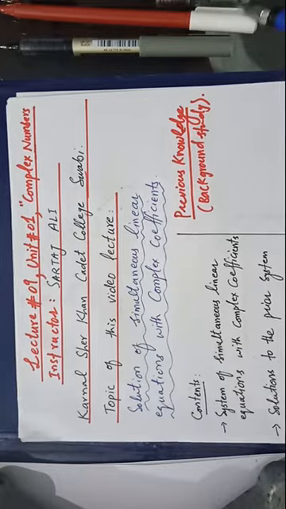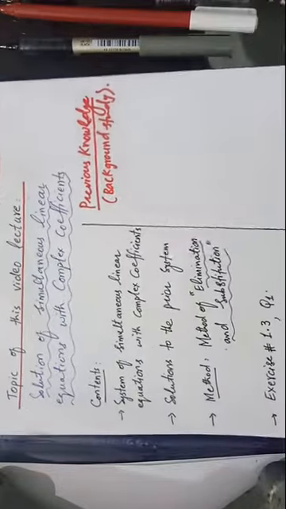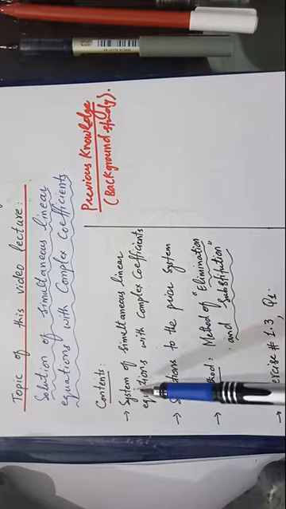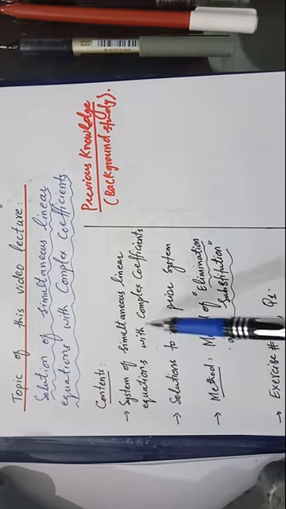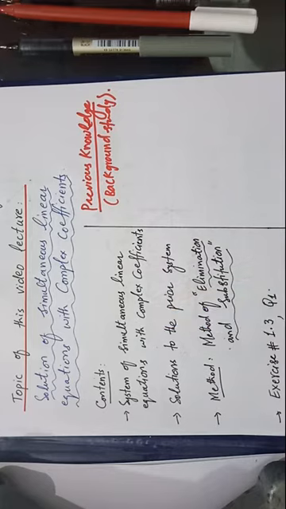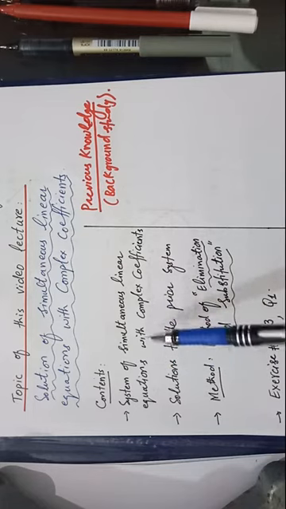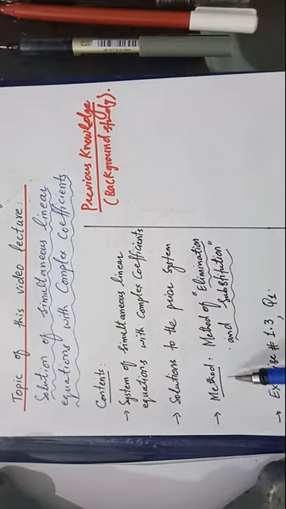Now the contents of this video lecture are: what is a simultaneous linear equation with complex coefficients. First of all we will discuss briefly what a system is, then we will discuss linear equations, and simultaneous linear equations with complex coefficients. The next content of this video is solutions to the prior system. What will be the solution, how we can find the solution. So this is the method which is used for finding the solution of simultaneous linear equations with complex coefficients.